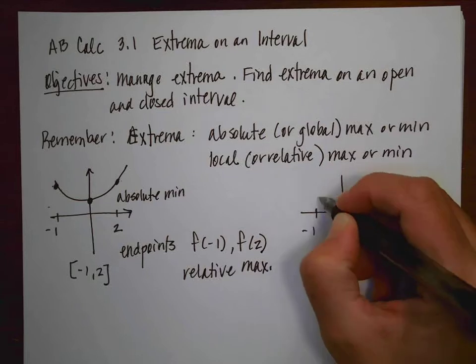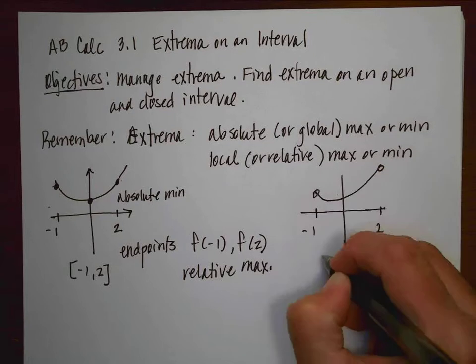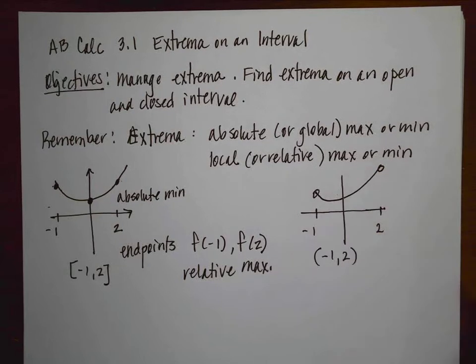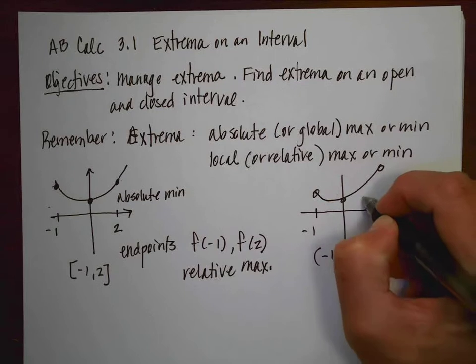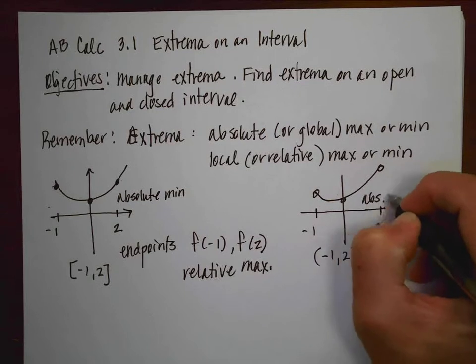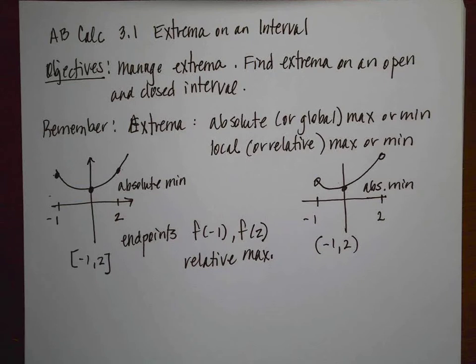So then let's say I have this situation where the endpoints are not included, so that would be a -1 to 2 not included. Then all we have on this one is an absolute minimum. The endpoints would not be included, therefore we would not have to consider their value.